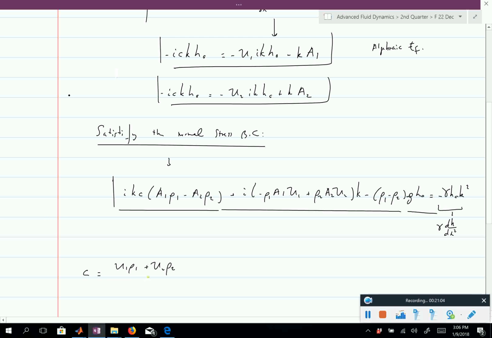C equals U1 rho 1 plus U2 rho 2 divided by rho 1 plus rho 2, plus or minus, this is your minus b divided by 2a, if you're thinking of a polynomial, remember ax squared plus bx plus c, and then you have a plus or minus the square root of the discriminant. So this is what I'm writing here. Rho 2 minus rho 1 divided by rho 2 plus rho 1 times g divided by k plus k times gamma divided by rho 1 plus rho 2, minus rho 1 rho 2 times u1 minus u2 squared divided by rho 1 plus rho 2 squared. Of course, not something I would expect you to learn by heart.